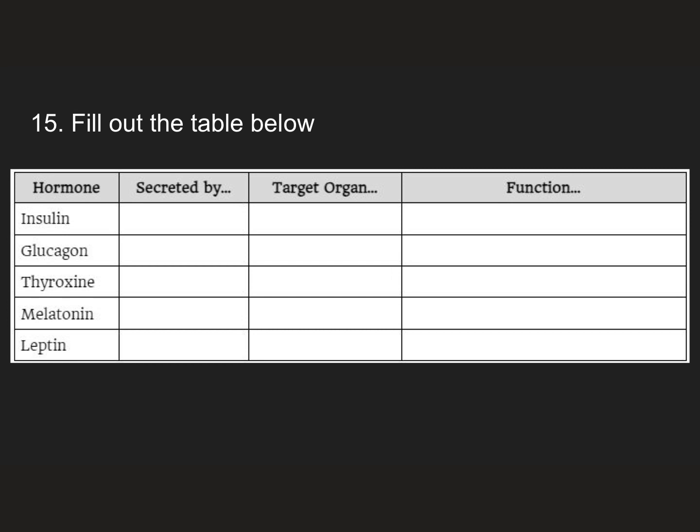Okay, number 15 is to fill out the table below. This table has all of the different hormones that we talked about last week about how we maintain homeostasis in the body. Let's start with insulin. Insulin is secreted by the beta cells of the pancreas. The target organ will be the liver. And the function of insulin is to decrease blood sugar.